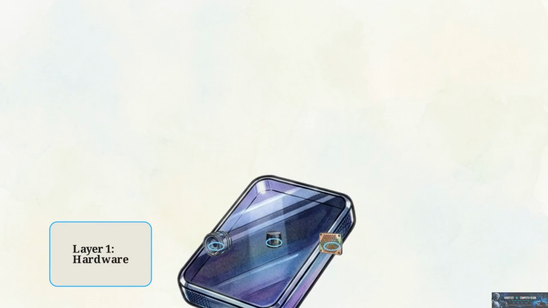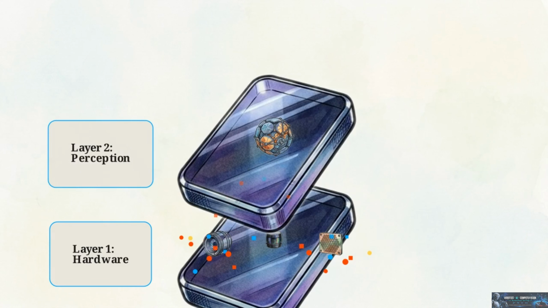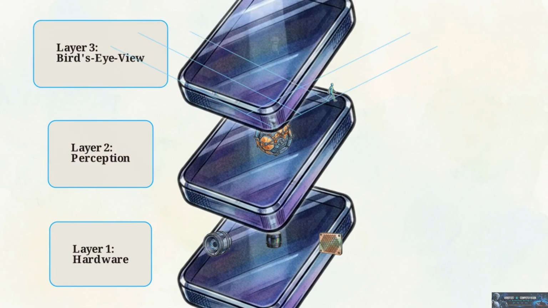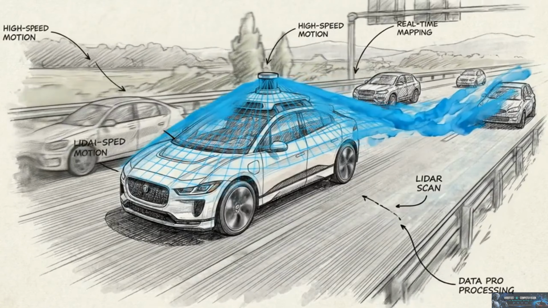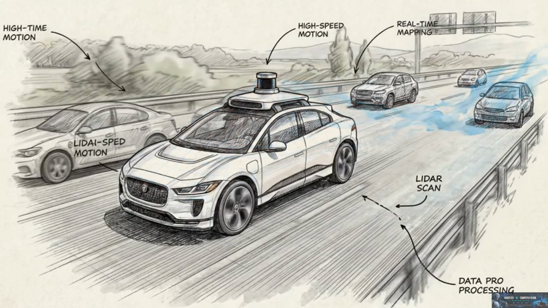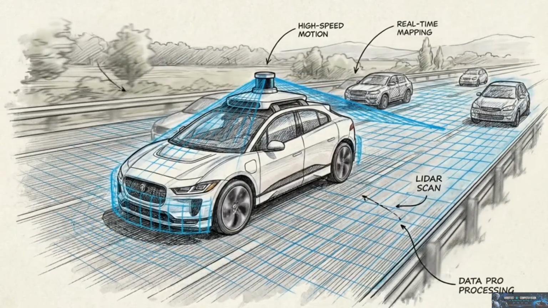Layer 1 is the hardware level, responsible for capturing raw physical measurements of the environment through a suite of sensors. Layer 2 applies deep learning models to those raw measurements, extracting semantic meaning from unstructured noise. Layer 3 then takes that semantic data and transforms it into a unified top-down spatial grid, known as a bird's eye view, or BEV. Safely operating a 2-ton machine at highway speeds requires executing this precise translation from physical capture to spatial map in a matter of milliseconds, continuously, without fail.